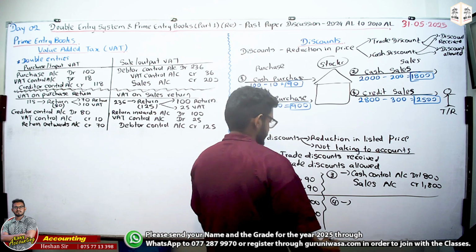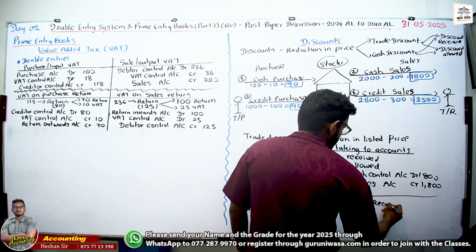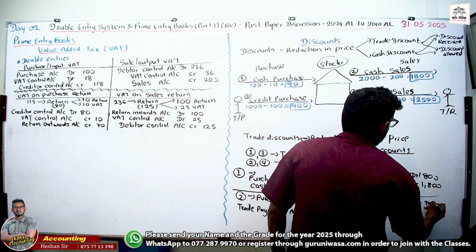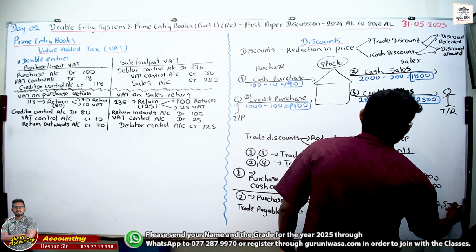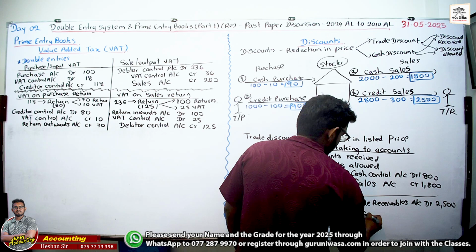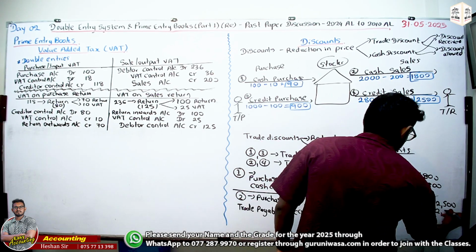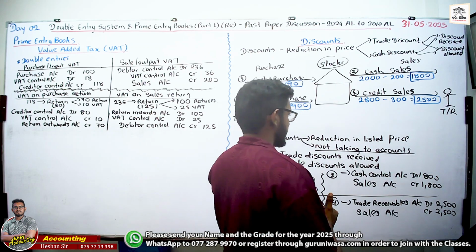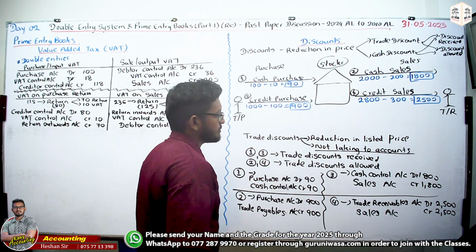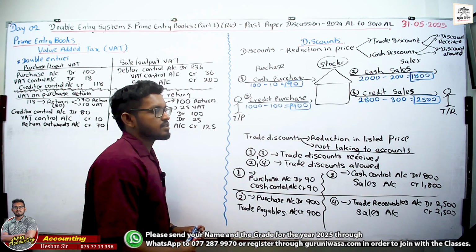Credit sale, trade receivables account debit 2500, right? Sales account credit 2000. Trade discount. The trade debtors are assets, creditors are liability. Trade payables or the creditors are liability. Trade receivables or debtors are assets. Clear to you guys? Send me a thumbs up.